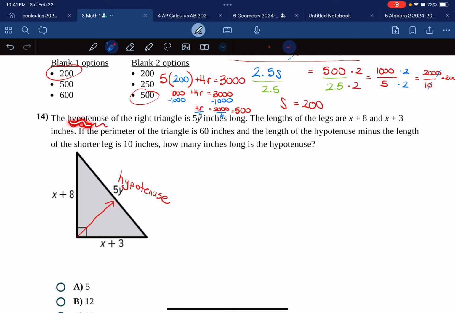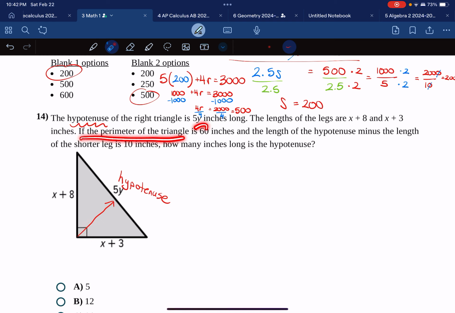And it tells you that the hypotenuse is 5y. So 5y is the hypotenuse. You don't need to know the terminology. It tells you that 5y is the hypotenuse. Legs are x plus 8, x plus 3. Legs is a fancy way of saying that in a triangle, the two sides that are not the hypotenuse are called the legs. Always, if you have a 90-degree triangle.